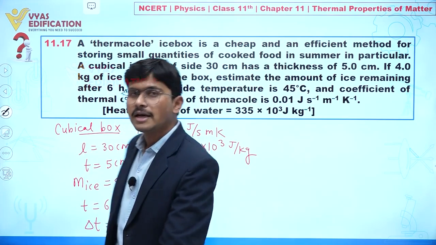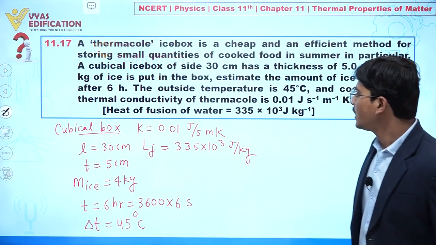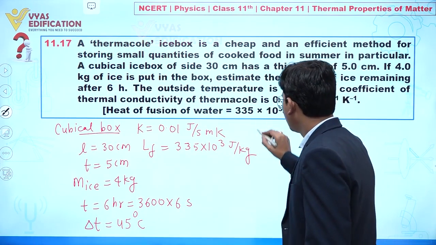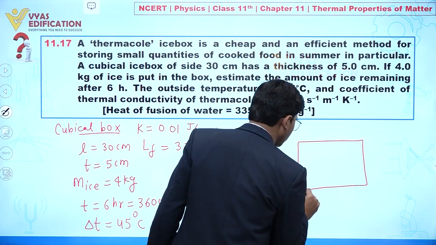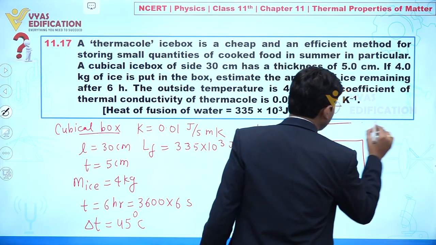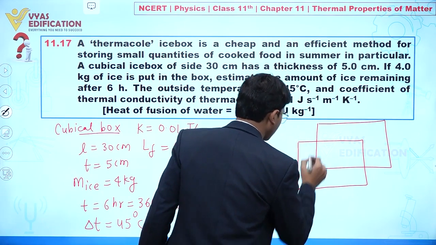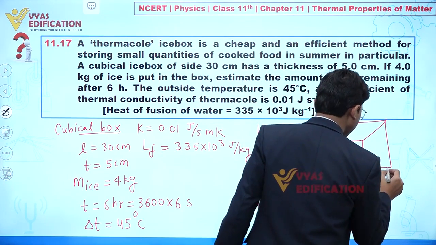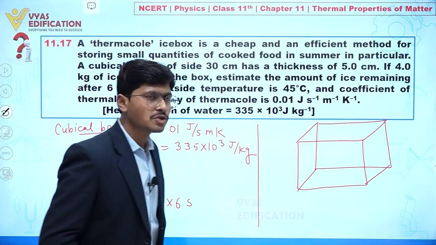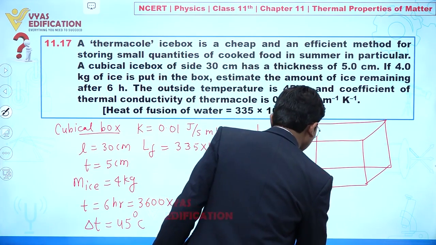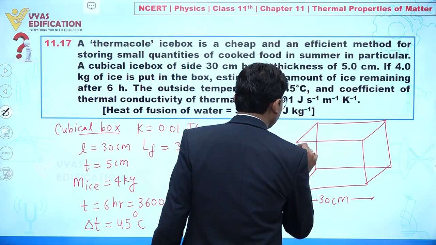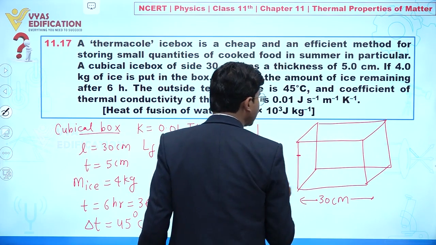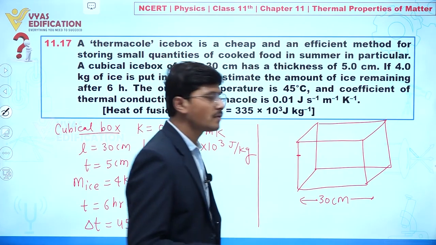Clear to everyone? Now listen carefully. From here, if I draw this diagram, you can assume this is a cube. The side of this cube is already given as 30 centimeter, and the thickness means this part, from where the heat is actually coming from outside.